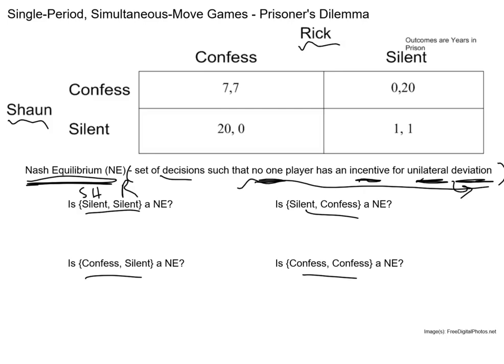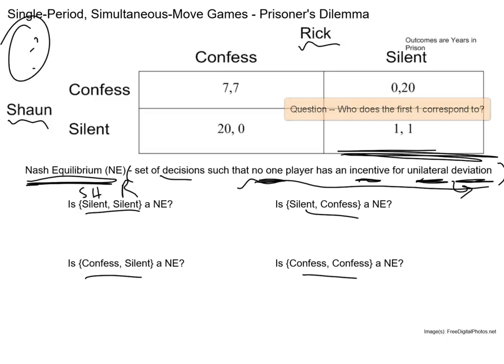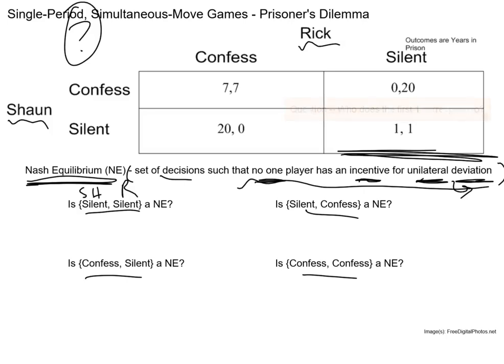So let's consider silent-silent. Where is silent-silent located? Silent-silent is located in the bottom right-hand corner. That first one, who does that first one correspond to? We've got that 1, 1. That first one corresponds to Sean's value if he remains silent. Sean remains silent, and Rick's my columns. Rick is also remaining silent. Rick's outcome from remaining silent is 1.